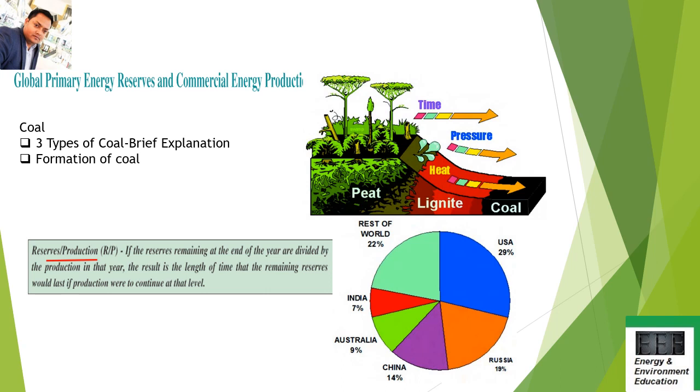And if you see the pie chart here, the coal reserves, like how much India has, how much Australia has, all this type of questions can also come in the examination, so you must remember. Also one important point, the reserves by production, that is R by P. This R/P ratio is very important for you to understand, because questions can come in the examination. If the reserves remaining at the end of the year are divided by the production in that year, the result is the length of time the remaining reserves would last if production were to continue at that level.